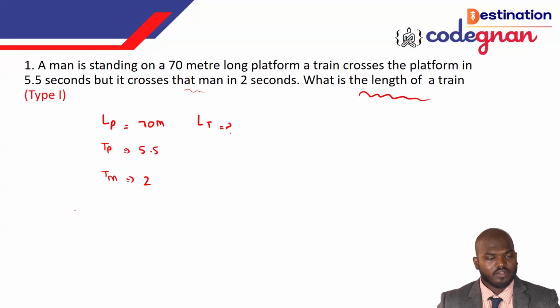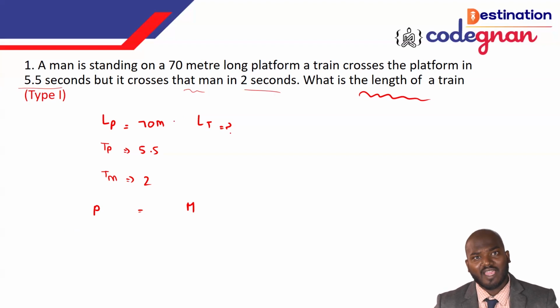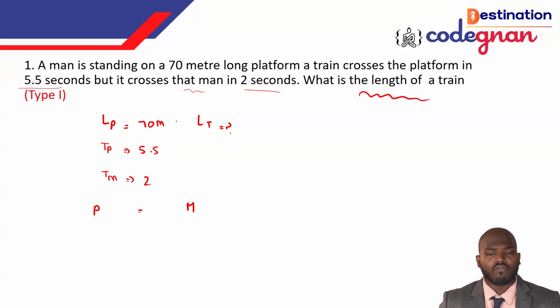Okay, so we can simply take one side as the platform and the other as the man. Both times they have given in seconds, so you need to use the formula. We can take the length in meters and call it x here.